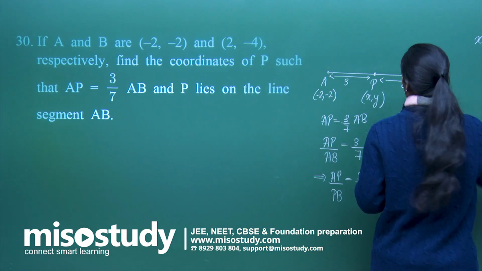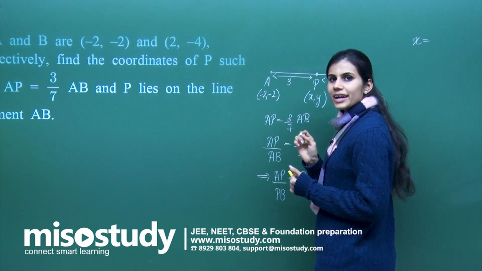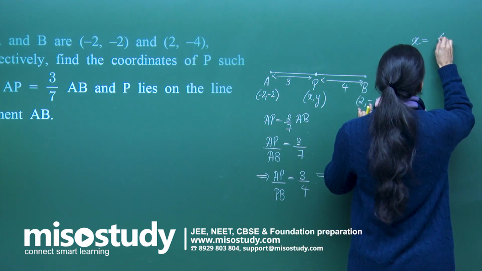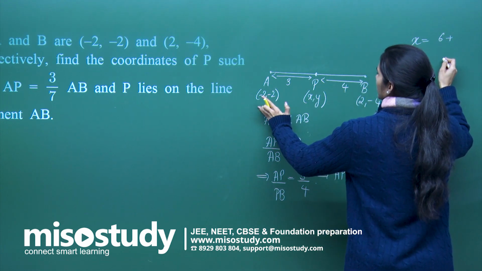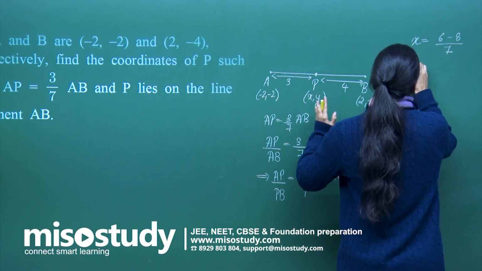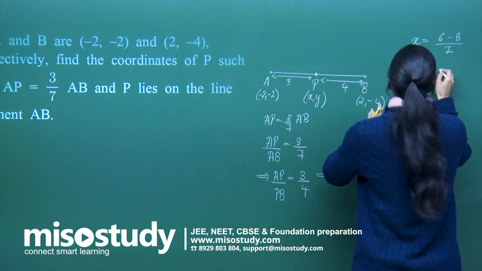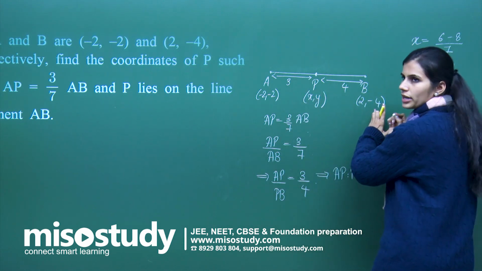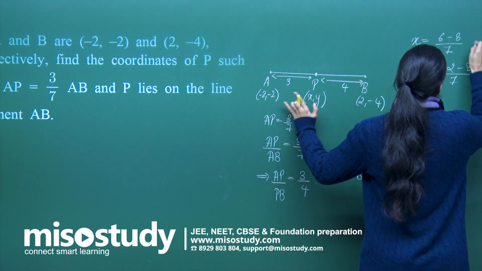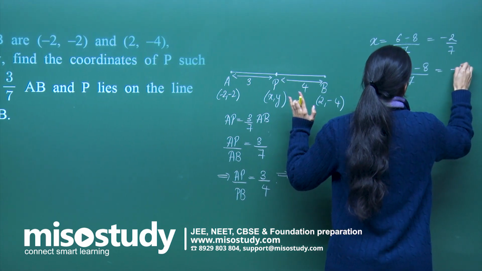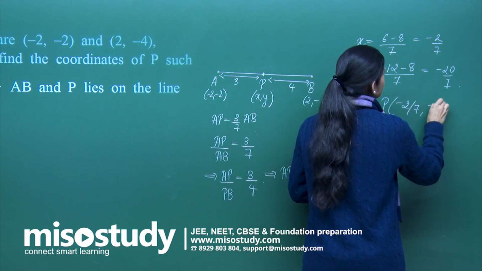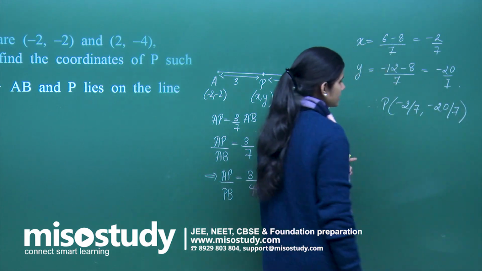So x will be m1 x2 plus m2 x1 upon m1 plus m2, and y is m1 y2 plus m2 y1 upon m1 plus m2. So m1 x2, 3 into 2 is 6, m1 x2 plus m2 x1, minus 8, upon m1 plus m2, and y is m1 y2, minus 12, 3 into minus 4, m1 y2 plus m2 y1, so minus 8 upon m1 plus m2. So this is minus 2 by 7 and this is minus 20 by 7. Therefore, coordinates of P are minus 2 by 7 and minus 20 by 7.